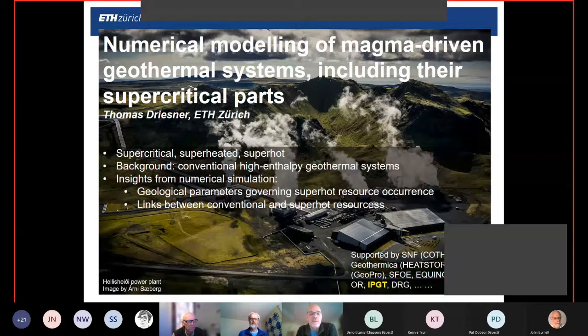Among the insights from numerical simulations, I will talk about the important role of the brittle-ductile transition, in the broadest sense, in controlling where they are and how hot they get. And then also about the links between conventional and superhot resources.